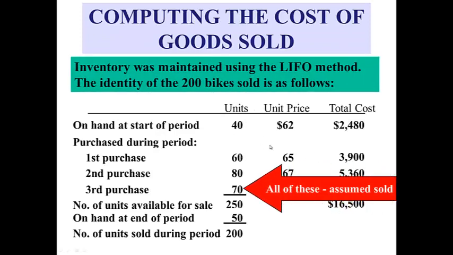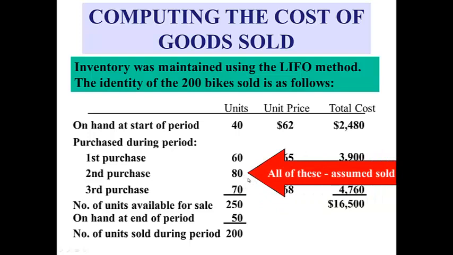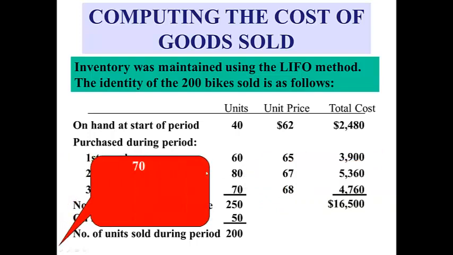Okay, so the first 200 units are our newest units. So you start counting from the bottom. So that means we've sold all 70 of the third purchase, all 80 of the second purchase. We've accounted for 150. That means we need 50 more from the first purchase.